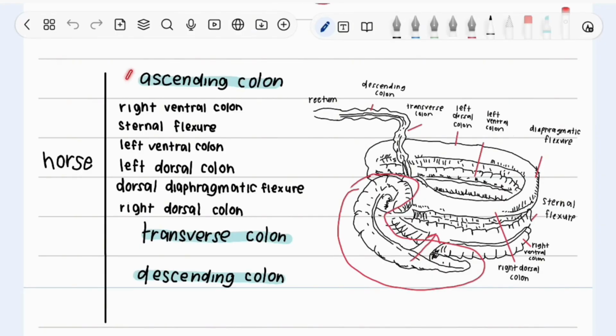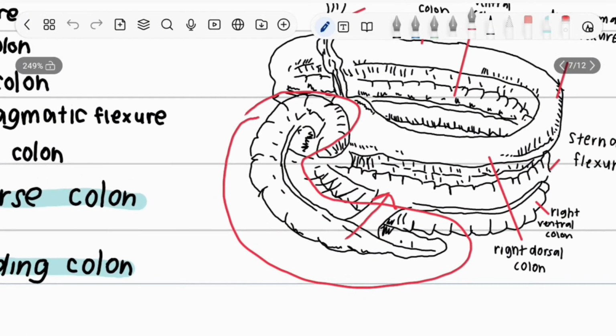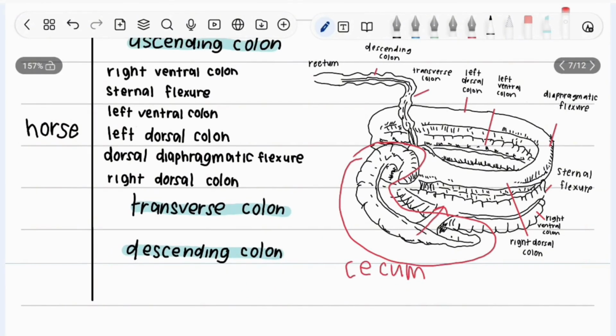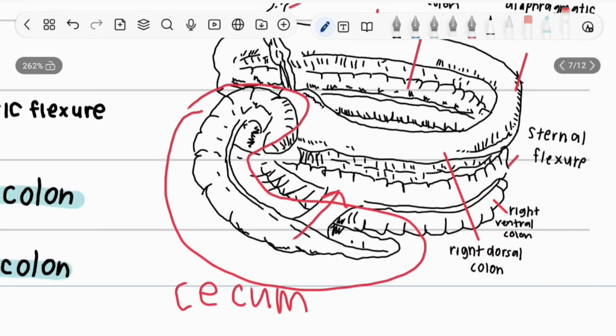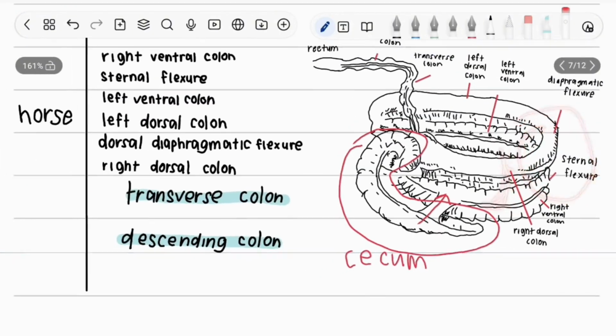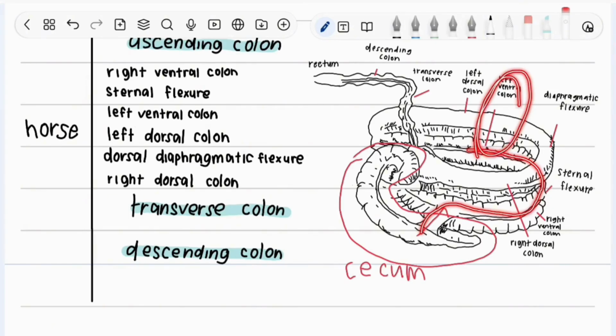The first is the right ventral colon. By the way, the red circle is the cecum. After the cecum, you can see the right ventral colon here. Next, the sternal flexure. The sternal flexure is here, the curved one. And the next is the left ventral colon. After here, we go here, and then you can see this is the left ventral colon.